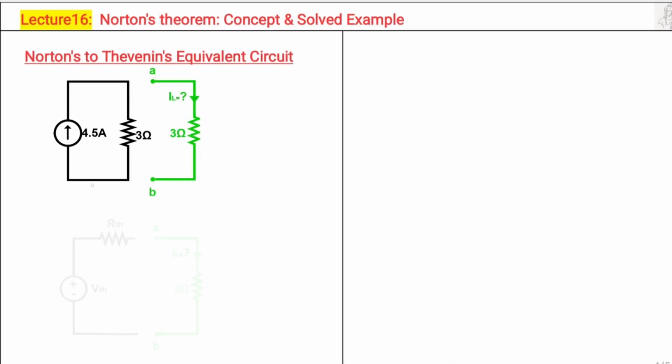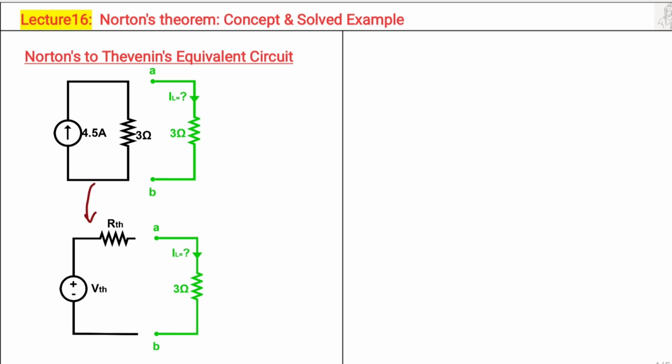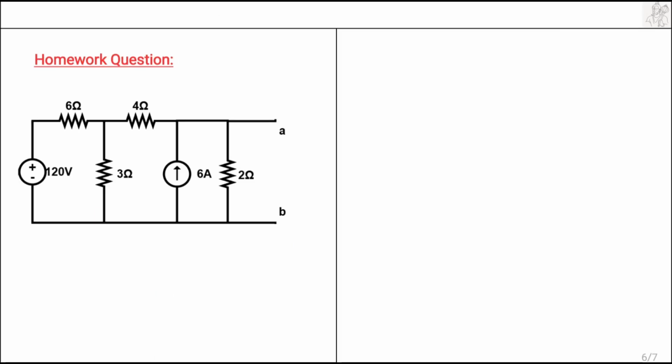Final part, the Norton equivalent circuit can be converted into a Thevenin equivalent circuit, with R Thevenin being the same as Rn, and V Thevenin is equal to IN into Rn, which comes out to be 4.5 into 3, which is 13.5 volts. Homework question: apply Norton's theorem and find out the value of Norton's current source and Norton's resistance across load terminals A and B, and post your answers in the comment box.